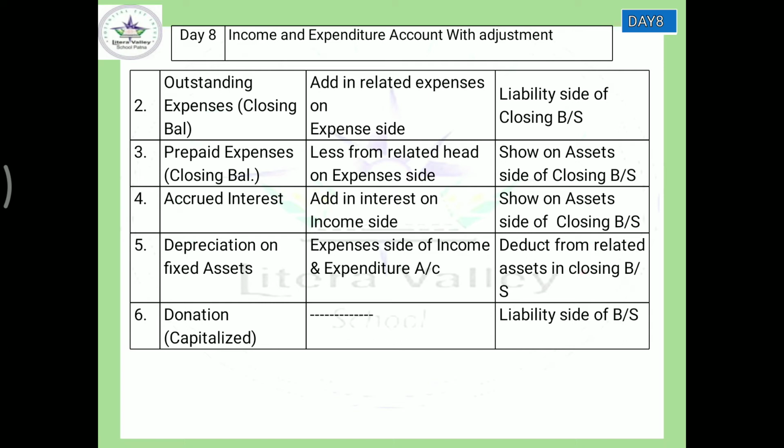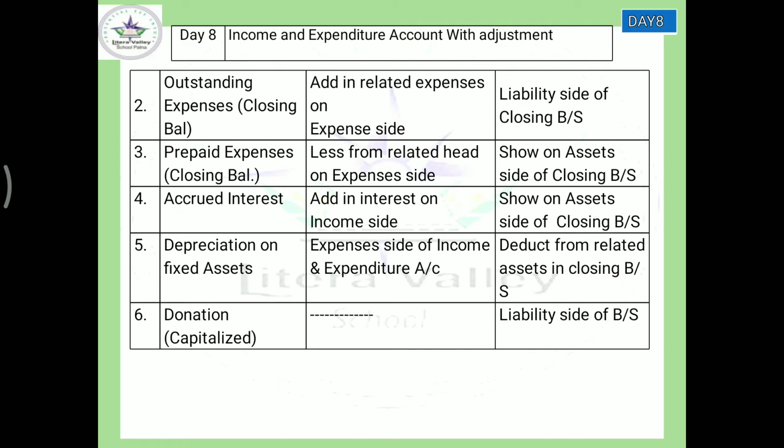Depreciation, if you can remember, is a non-cash expense. That is why it is not shown in the receipt and payment account. And this was the question for 1 mark in this year 2020. So depreciation will be shown on the expense side of the income and expenditure account, and as you have done in the last class, the depreciation will reduce the assets on the closing balance sheet.